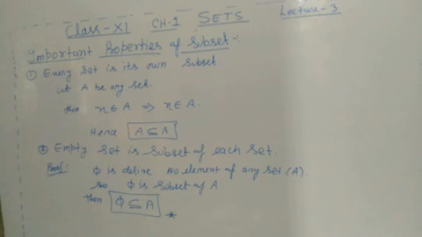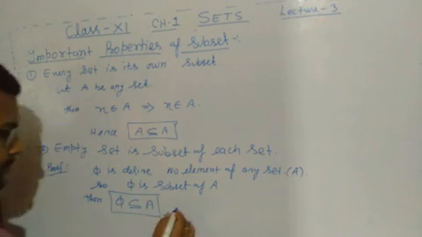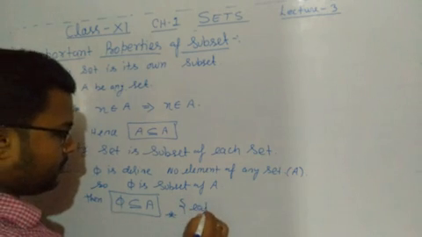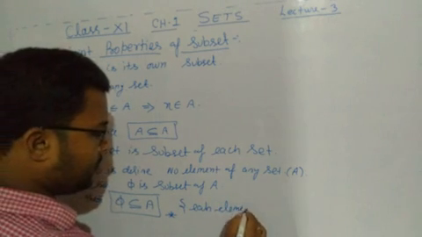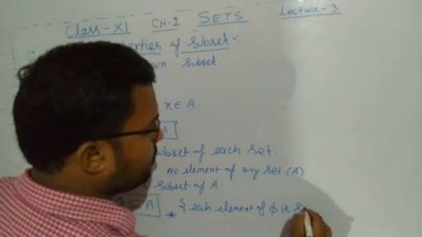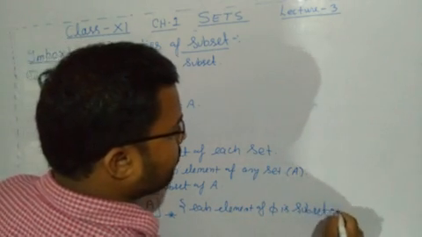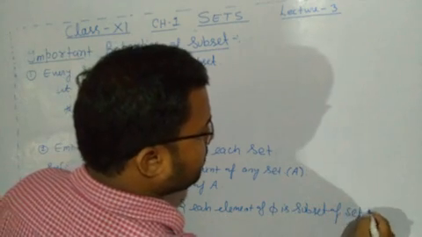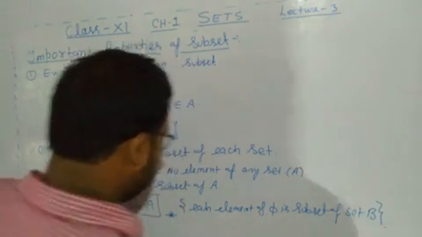Read out: each element of phi is a subset of set B. Write down.